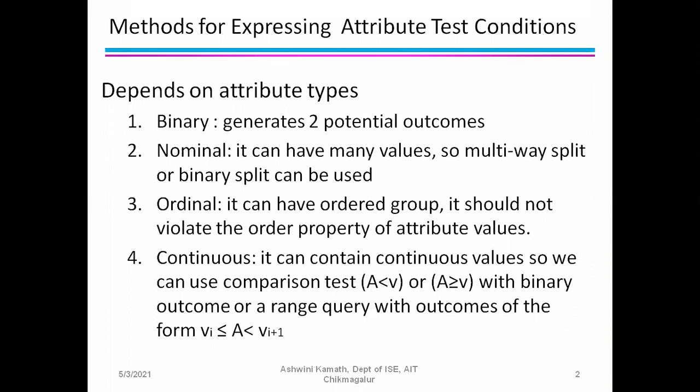It should not violate the ordered property of attribute values. We'll discuss that. We have discussed this also. In the last class, I told you one simple example on the size of the shirt, right? And then nominal. Nominal, it can have many values. So multi-way split or binary split can be used for this. And then binary means it will generate 2 outcomes. 2 potential outcomes. 2 outcomes will be there. So divide the attribute values into 2.